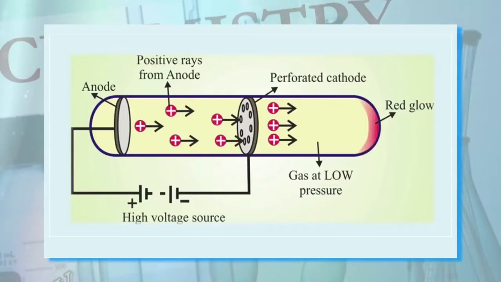The glow was due to anode rays, which are a stream of positively charged particles originated at the anode and moving towards cathode. The glow is produced when these particles strike the glass tube behind the cathode.